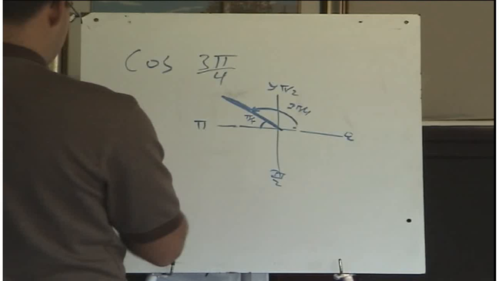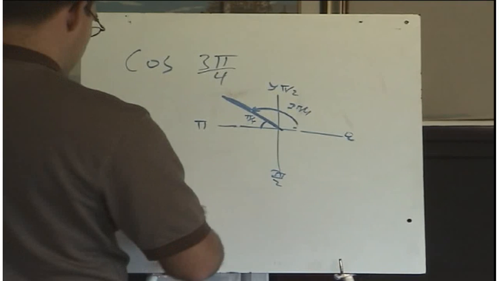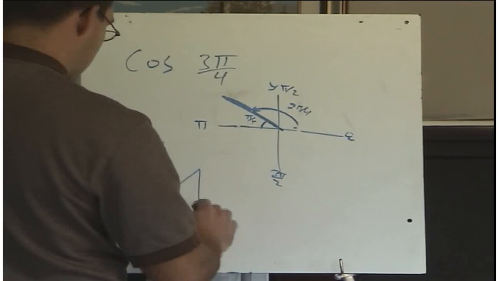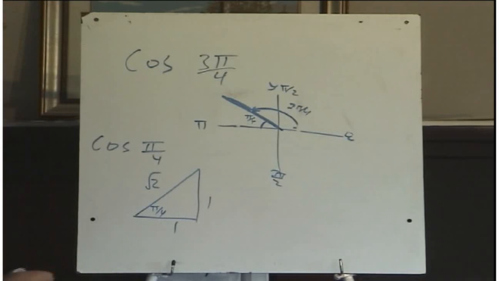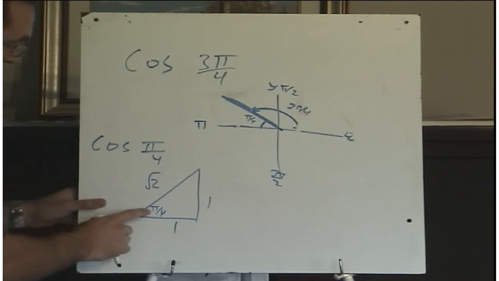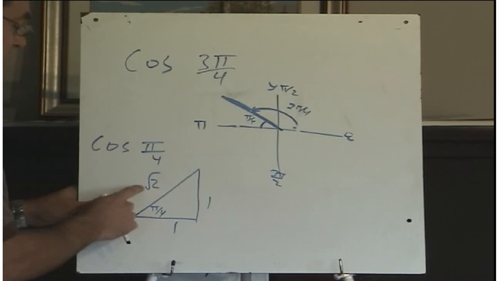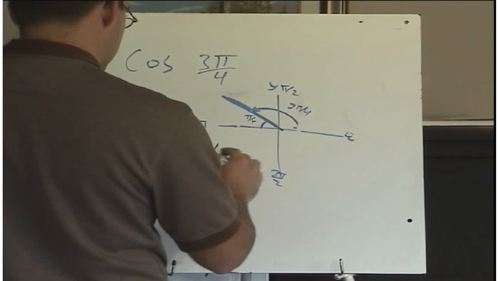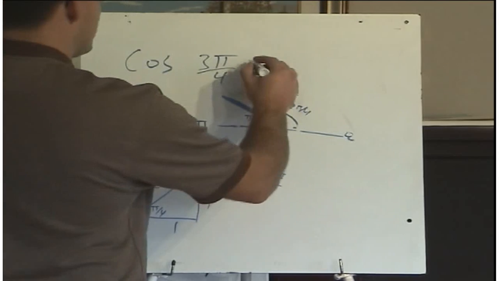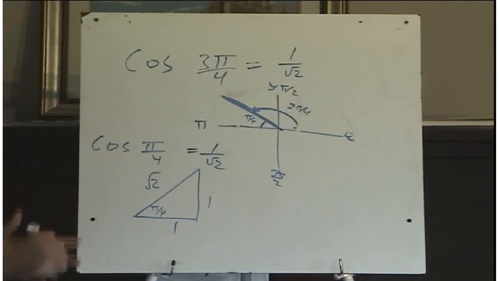We can know exactly what the cosine of pi over 4 is. That's coming from the 1, 1, root 2 triangle. So the cosine of pi over 4 is adjacent over hypotenuse, 1 over root 2. So the cosine of 3 pi over 4 must also be 1 over root 2, but we have to make sure of one important thing.